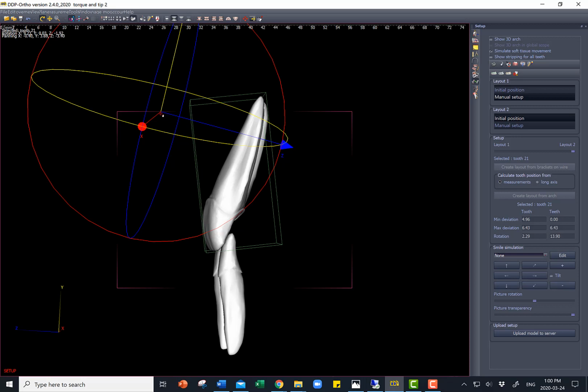So the center of rotation has to be here, and from the center of rotation you can deduce the correct force system that will give you the maximum efficiency for this movement.